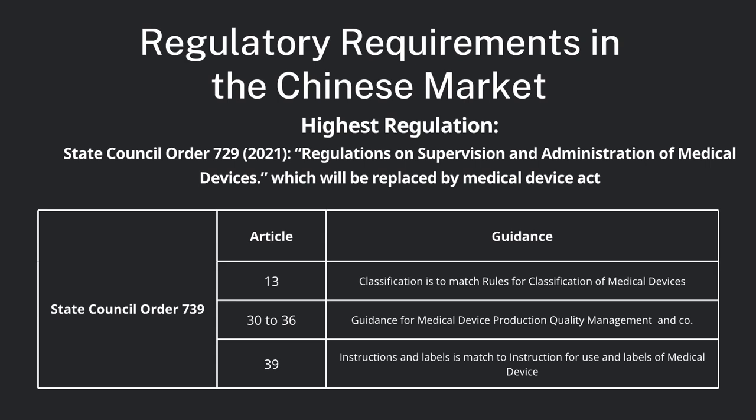Article 30 to 36 Chinese GMP is to match guidance for medical device production, quality management, and other specific GMP regulations, even standards. Article 38 UDI is to match diverse regulation and standards of UDI. Article 39 Instructions and labels is matched to instruction for use and labels of medical device. Chapter 5 PMS is supported, for example, by adverse events monitoring and re-evaluation of medical device, and Guidance for compiling annual self-examination report of medical device quality management system, Order 13, 2022.